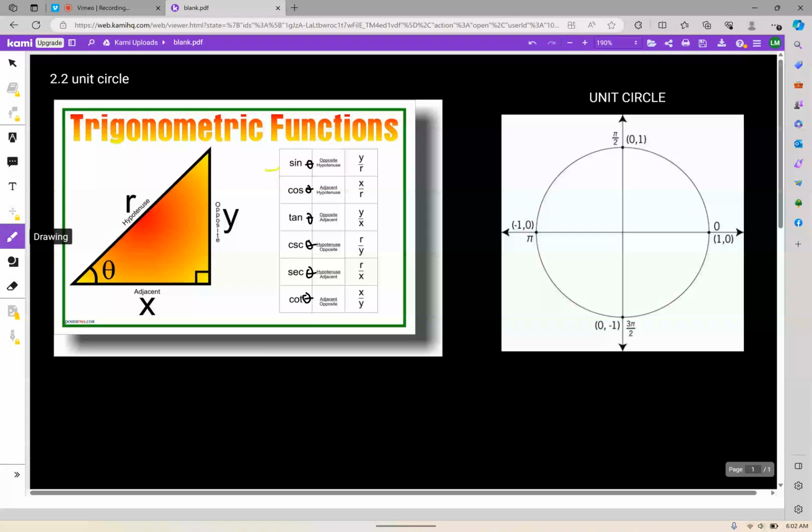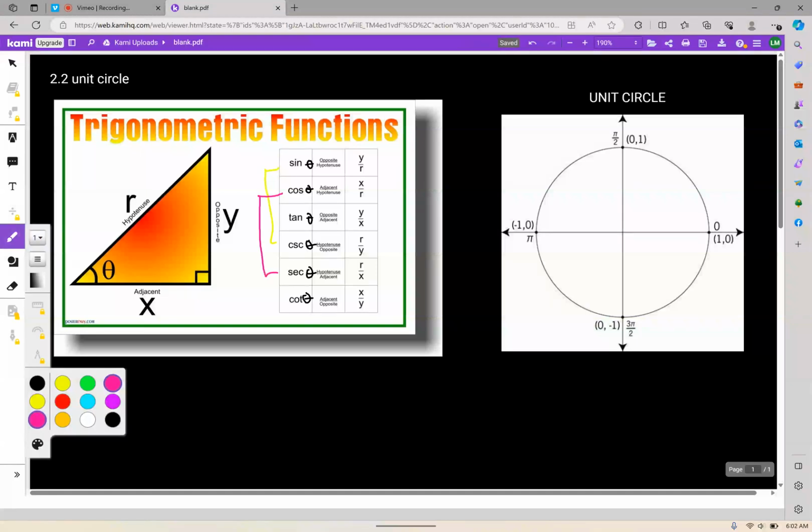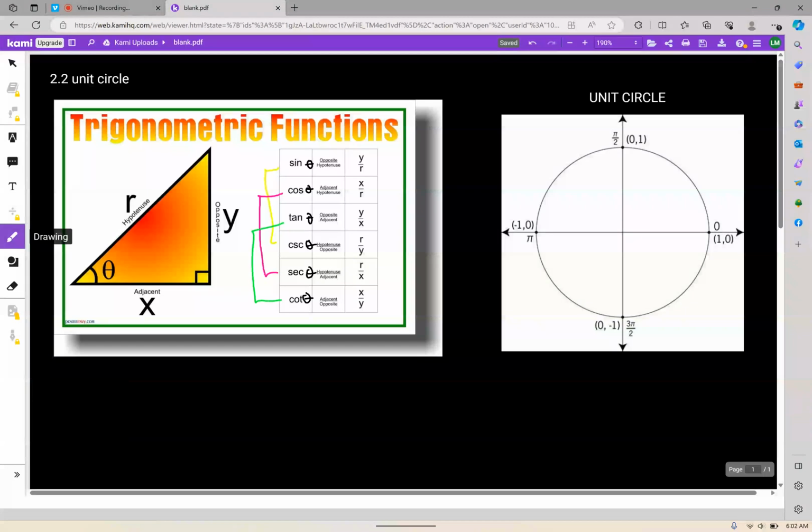So sine and cosecant are reciprocals of each other. They go together. Cosine and secant go together. And then tangent and cotangent go together. They are reciprocal functions. All right, so we are going to use this idea and then the unit circle that you see to the right to find 6 trig ratios of triangles in the coordinate plane.